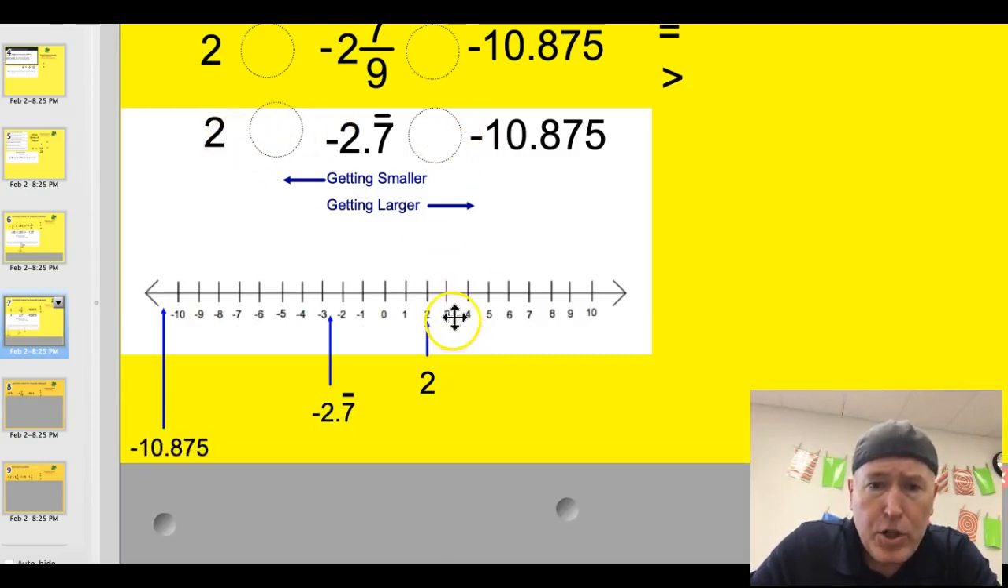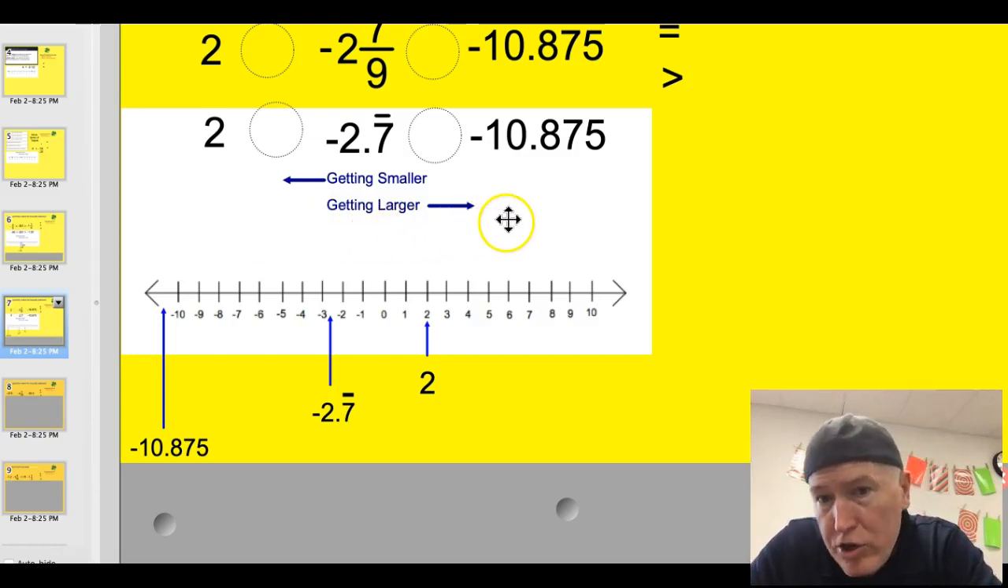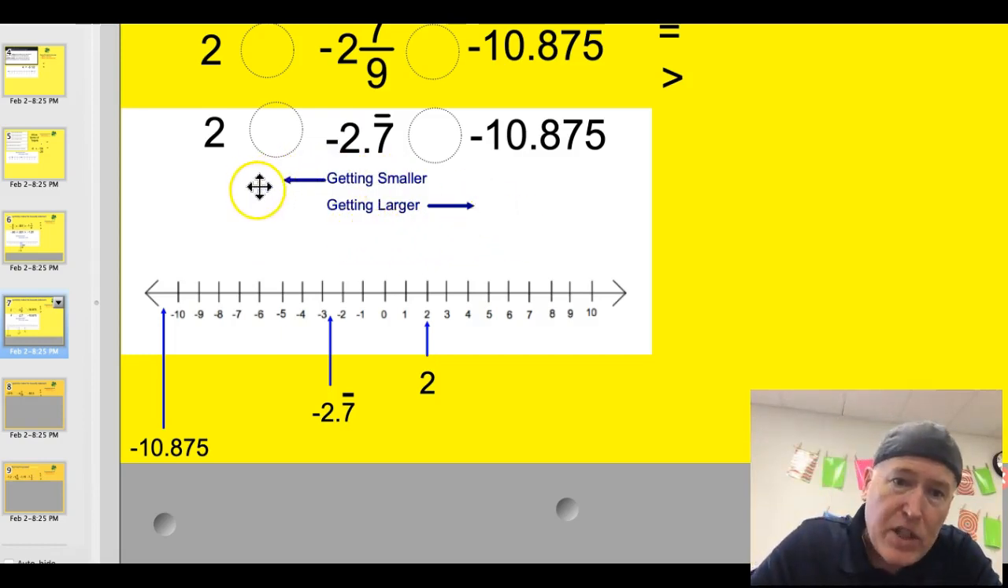Well, here's the 2 way over here on the other side of 0. This is the positive number. Here's the negative 2.7. And this is the negative 10.875. It's really clear to see on this one. This one's the most negative. This is the smallest number. This one here is the farthest to the right. Remember, the farther you go to the right, the larger the number. The farther you go to the left, the smaller the number.